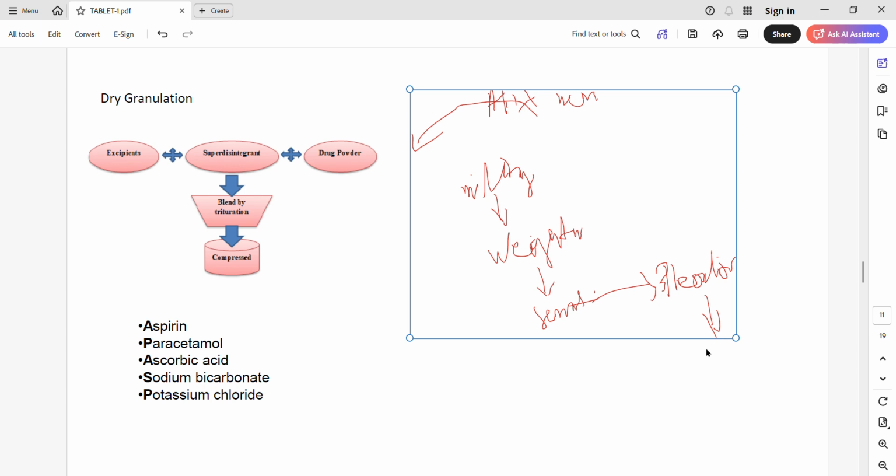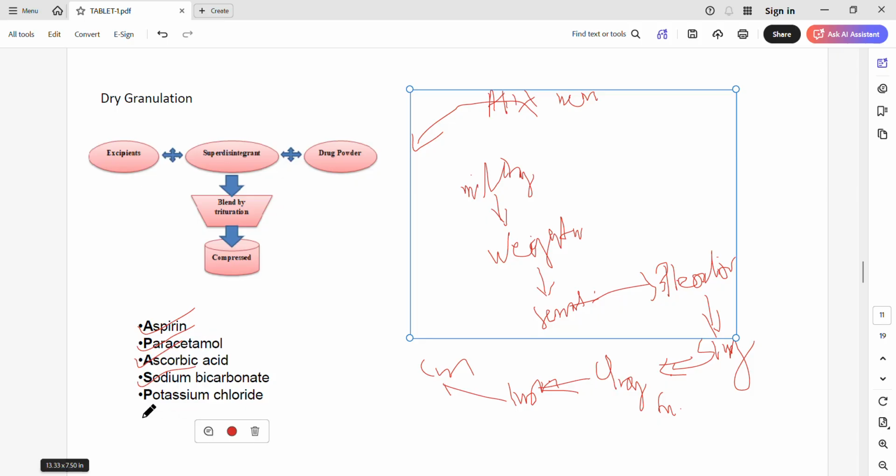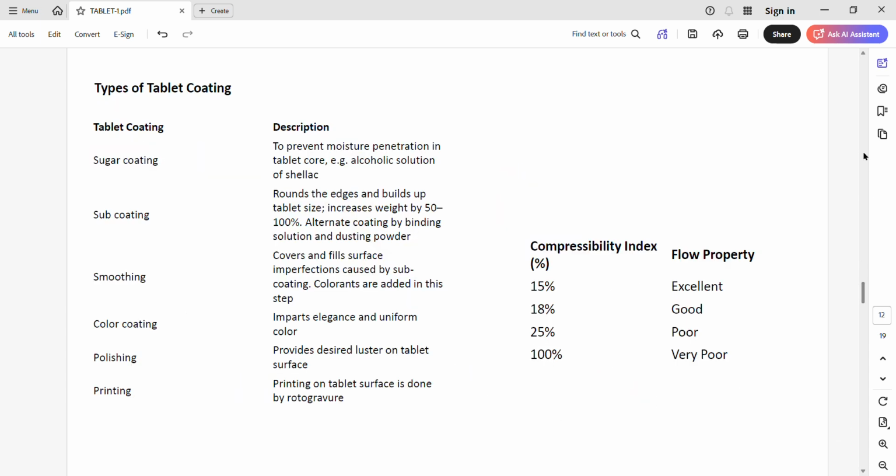After that we prepare slugs. Then the dry granules are formed. Then we use lubricant, then directly we compress. For example, in dry granulation, aspirin, paracetamol, ascorbic acid, sodium bicarbonate and potassium chloride are used. Then we compress the tablet.